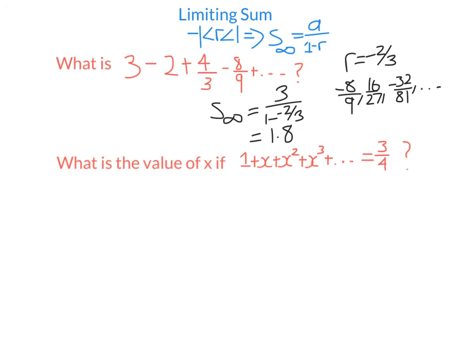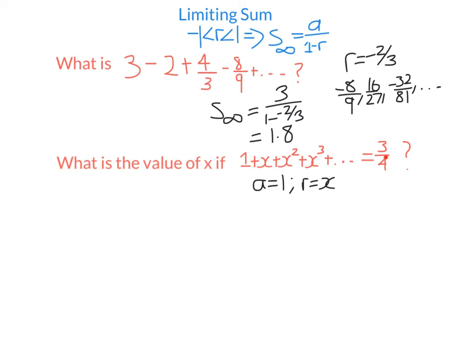All right, let's look at this question here. What's the value of x if this is equal to 3/4? So this is clearly a geometric series. A is 1. The common ratio is x. So this sum here goes on forever, infinitely many terms.